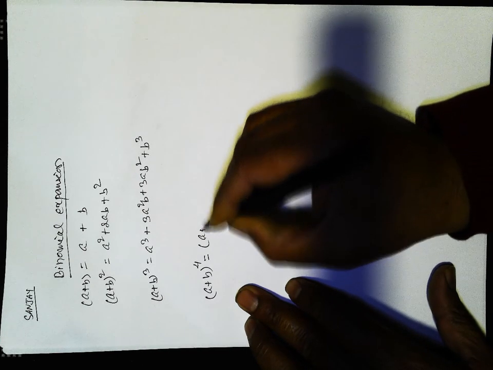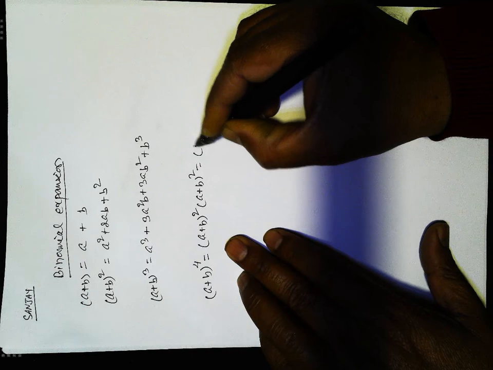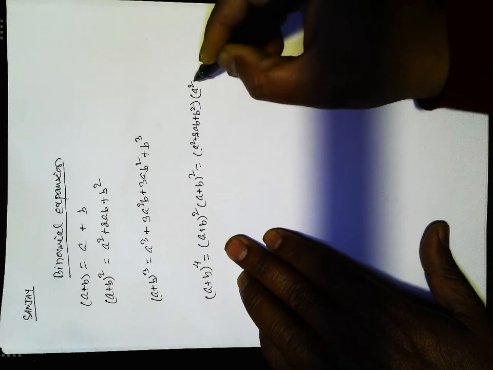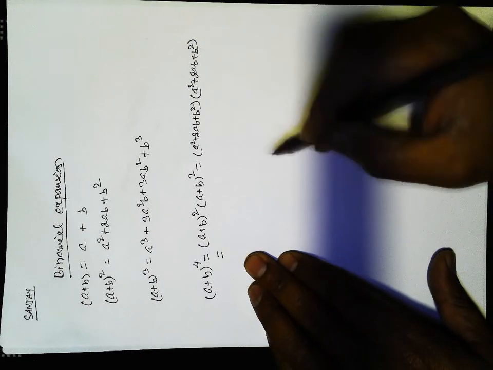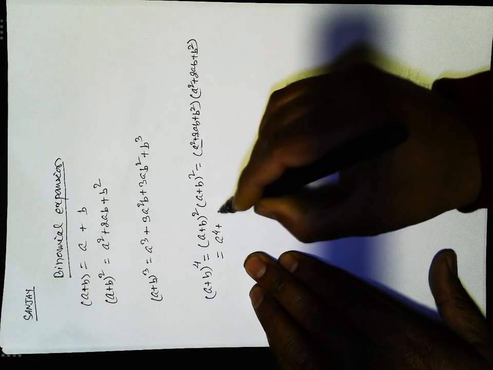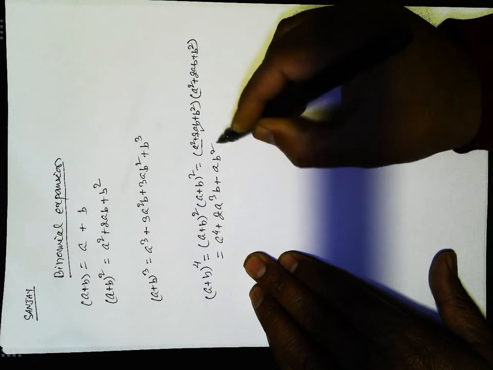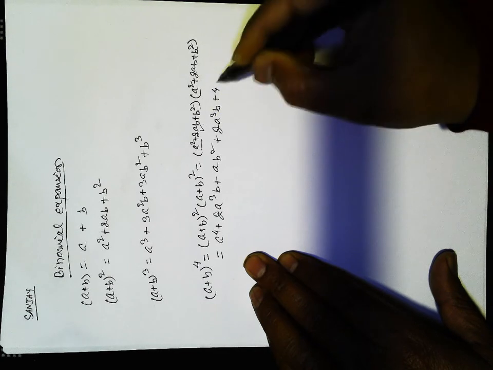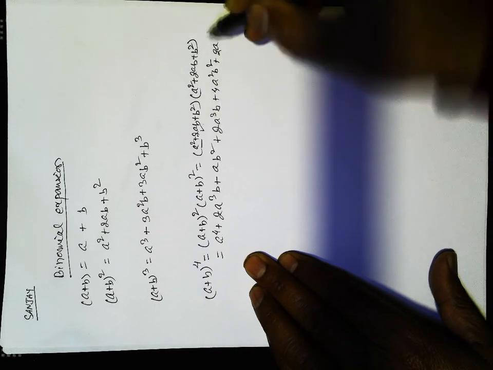You can find it like this: (a plus b) whole squared and (a plus b) whole squared. Expand both, then it is a squared plus 2ab plus b squared, and the other term has the same expansion, a squared plus 2ab plus b squared. Now further multiply these two terms, then we have a to the power 4. Multiplying with a squared first, we get 2a cubed b plus a squared b squared. Then with 2ab, we get 2a cubed b, and 2 times 2 is 4 a squared b squared, then plus 2ab cubed.